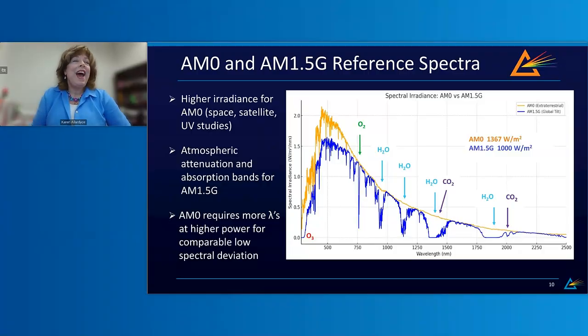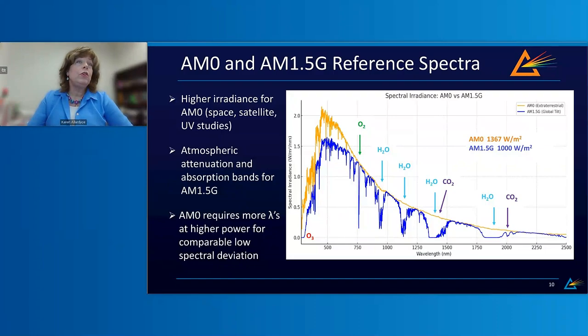So how does one define sun? Because there are different reference spectra depending upon where you are in the world, on Earth or in space. And not every solar simulator has all of those capabilities. The solar spectrum varies according to time, position, atmospheric thickness, clouds.